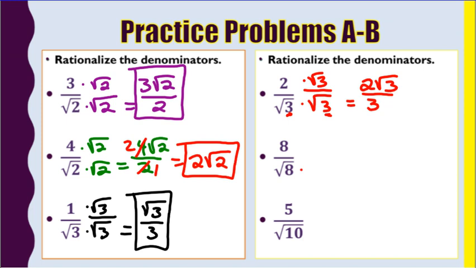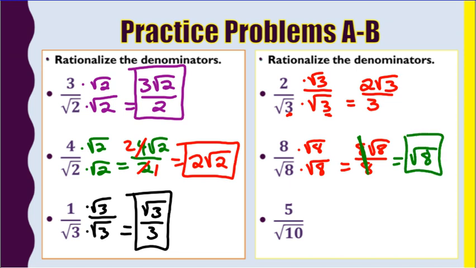symbol. The next one, 8 divided by the square root of 8. So square root of 8 times square root of 8 is 8. Multiply by the square root of 8 in the numerator, and I get 8 square root of 8. The 8's divide out, and that gives me 1, which just means 1 times the square root of 8, or the square root of 8.